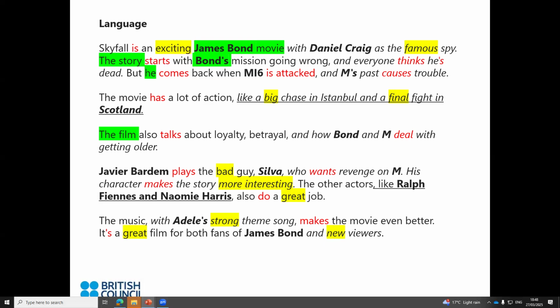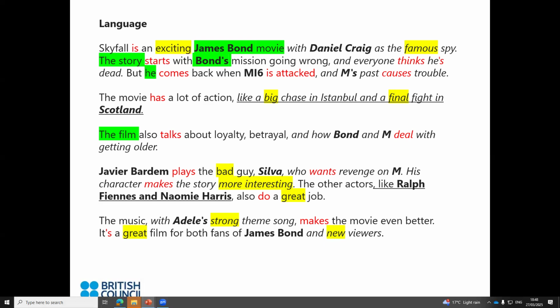Well, of course, yellow isn't the only color that you can see, because you can also see some green there. And what you can see in green are words like movie, story, and film. So you can see synonyms, words that mean the same. So ask the students to think about saying the same thing in different ways. Spy, agent, Daniel Craig, all different ways of saying the same thing. Movie, story, film, all different ways of saying the same thing.